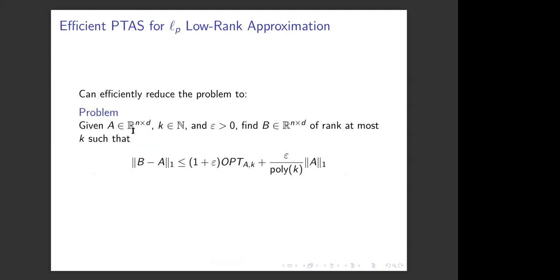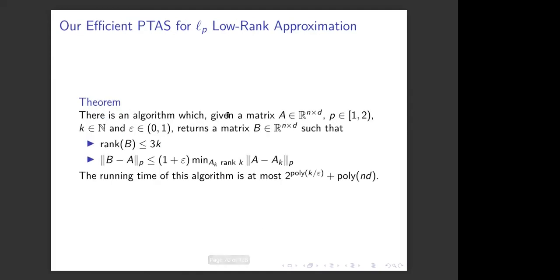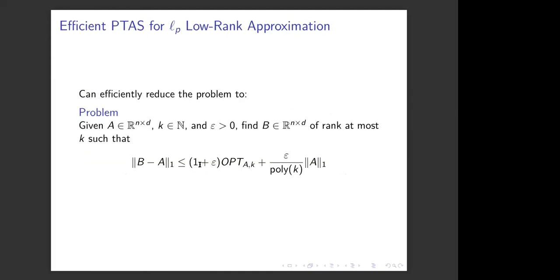Now, given an n by d matrix and a desired rank k, instead of finding a matrix with rank at most 3k, we want to find a matrix B of rank at most k which achieves error of 1 plus epsilon times the optimum plus some additive error, epsilon over poly k times the L1 norm of A. We can efficiently reduce to this using some techniques from previous work, which is a bit technical, so I'll skip it in this talk.